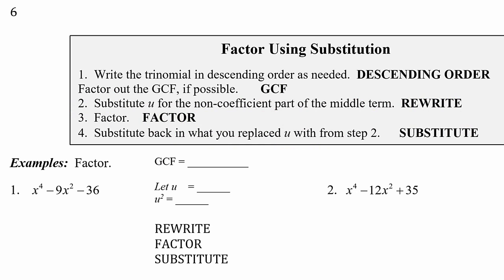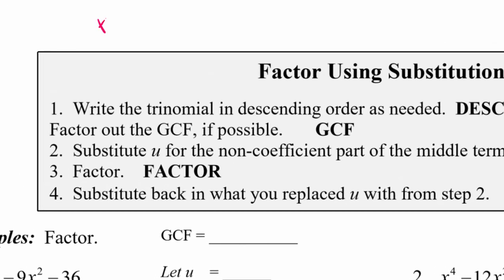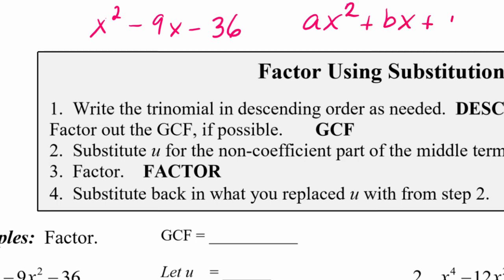So up till now, we've been doing factoring work with quadratic trinomials. So we've been factoring things that look like this: x squared minus 9x minus 36. A reminder that a quadratic polynomial in standard form looks like this: ax squared plus bx plus c. The trinomial that I just wrote is in that form, and it actually has a leading coefficient of 1.